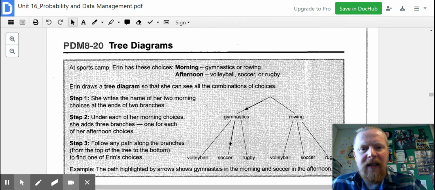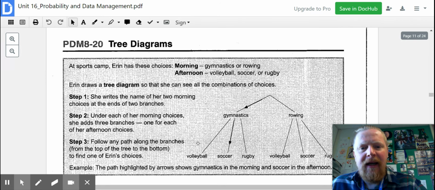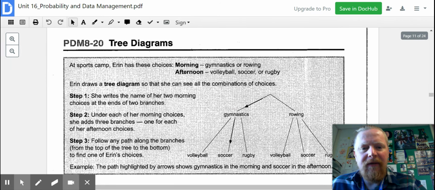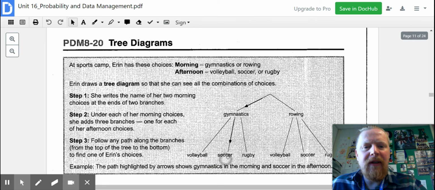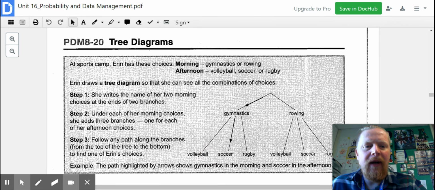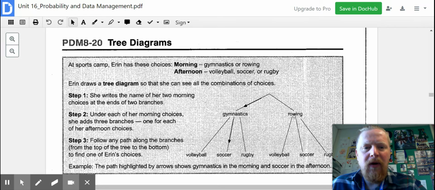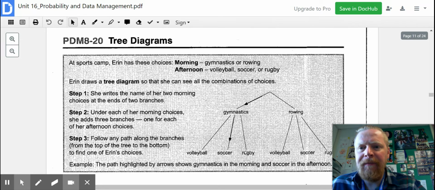So in the morning, she can either do gymnastics or rowing. And in the afternoon, she's got the option of the three. Notice the option of the three are repeated for each morning option. So in the afternoon, if she does gymnastics, she can still do volleyball. Or if she does rowing, she can still do volleyball.